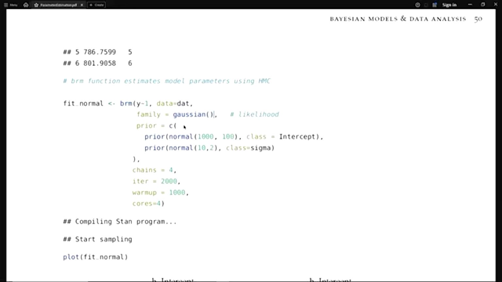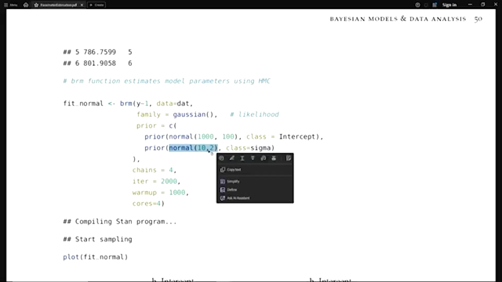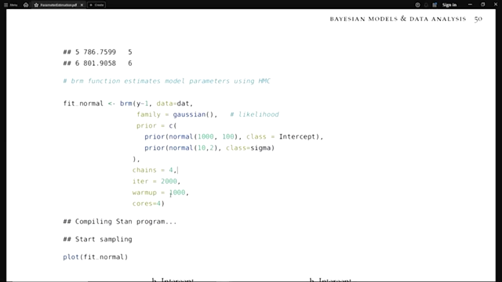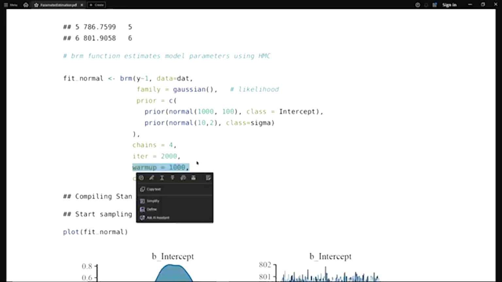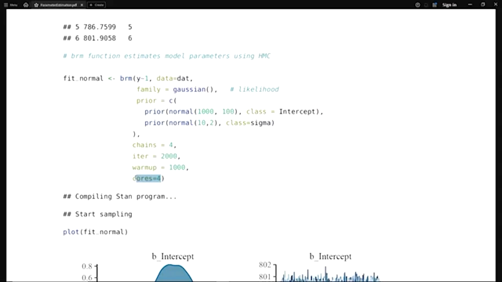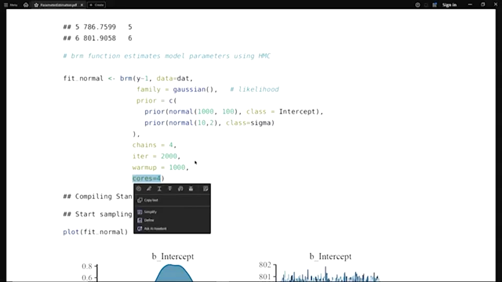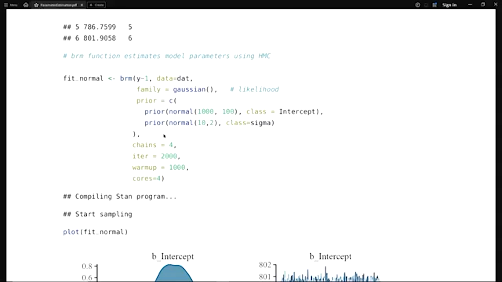Okay, and then I set up prior assumptions. So on the intercept parameter I'm assuming this prior, normal 1000, 100. On the sigma parameter I'm assuming this prior, normal 10, 2, right? Then you can define other things here. So the number of Markov chains you want, the number of iterations in each chain, how many samples you want to throw up as warm up, right? So 1000, and the number of processing cores from your computer that you want to use. If you use all 4 cores, basically all these 4 chains will sample in parallel.